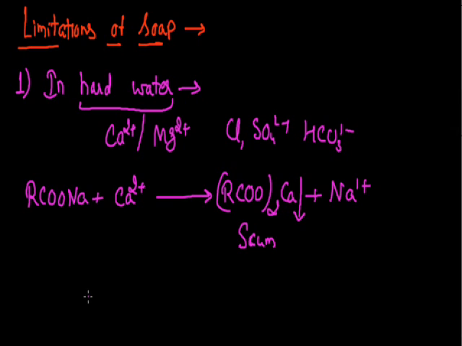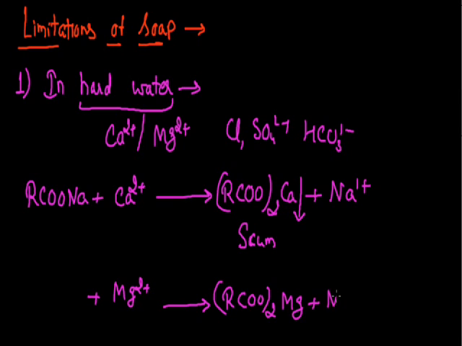So the same thing will happen in the presence of magnesium cation also. If I take magnesium cation and apply soap molecule in the presence of this magnesium cation, finally it will form the salt of magnesium, and sodium ion will be in the form of ions in water. This salt of magnesium is again insoluble in water and it will precipitate out in the form of scum.